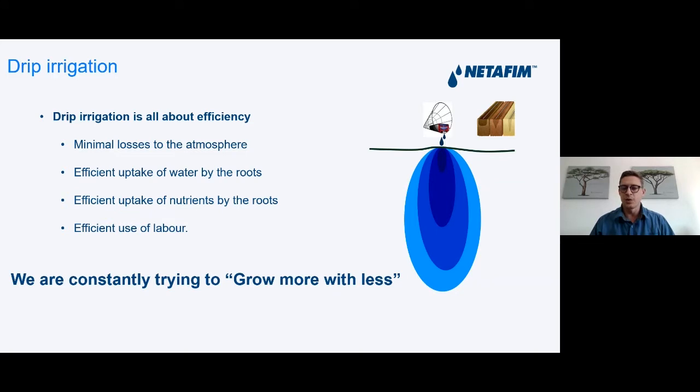We also like to think that we make efficient use of labor, because this is a system that is very easy to manage. One guy can irrigate or can manage a large area at once. There's minimal maintenance on these systems. So we would like to say that we use our labor very efficiently as well. And at the end of the day, I think the essence of drip irrigation is that we are constantly trying to grow more with less, using the minimum amount of inputs and still getting the maximum amount of output in the form of yield at the end of the day.